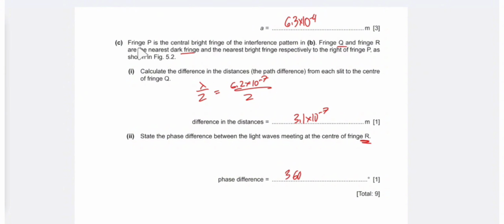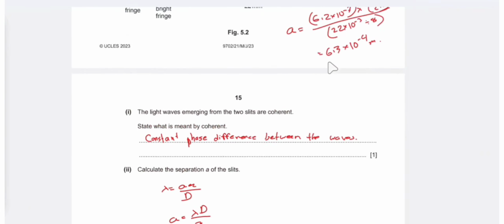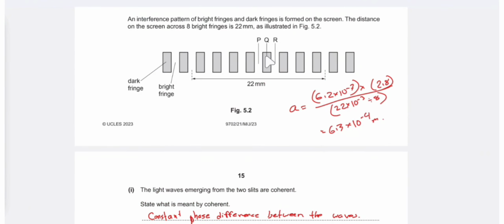For part C, fringe P is the central bright fringe of the interference pattern. In B, fringe Q and R are the nearest dark fringe and the nearest bright fringe respectively to the right of P, as shown in figure 5.2. So P is the central bright fringe, Q and R are to the right of P, and Q is the nearest dark fringe and R is the nearest bright fringe.